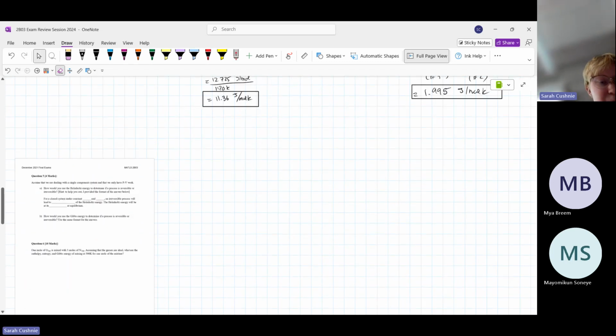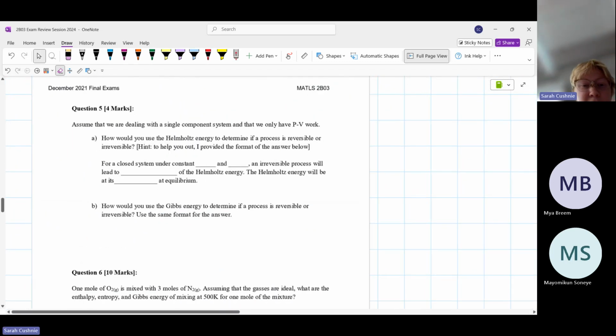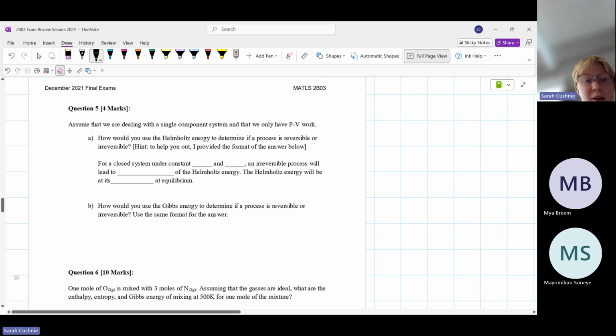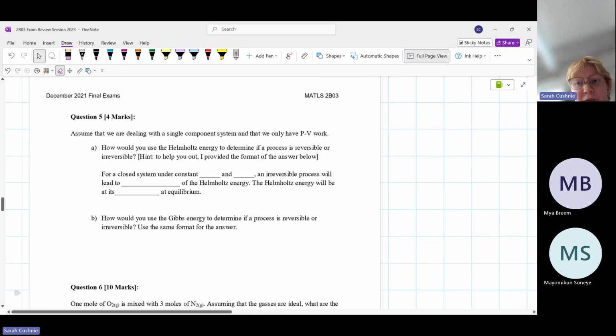All righty. Question 5. Now we have a little fill in the blanks question. Bit of a breather after that beefy integral one. Assume that we are dealing with a single component system and that we only have PV work. How would you use Helmholtz energy to determine if a process is reversible or irreversible? Hint, to help you out, I provided a formula of the answer below.